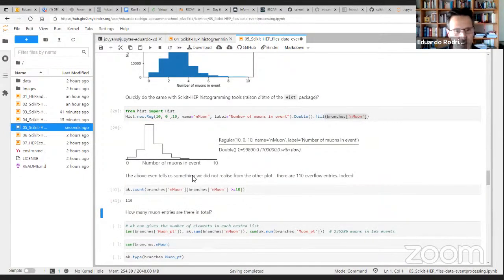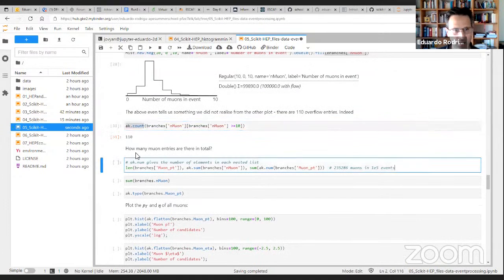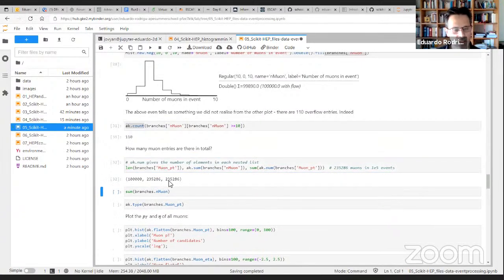So yeah, you can count this. Again, the library contains a lot of methods. You can do type, you can do sum, you can do number, you name it. Here I'm checking what's the length of that branch and then making the sum in two different ways. It's telling me the length is 100,000, so I have 100,000 events, nothing worrying. But in total, I actually have 235,000 and so on muons, a little bit more.